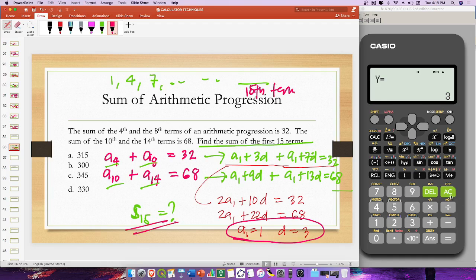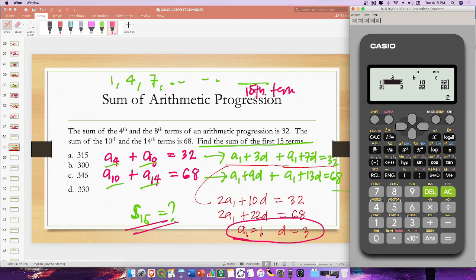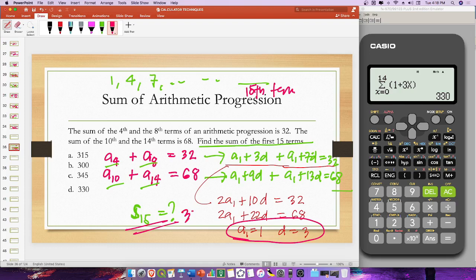Since we already know A1 and D, we can now use our summation formula. So mode 1, summation formula. The summation of 1, that's your first term, plus 3, that's your common difference, times x. How many terms do we have? 15, so that's x from 0 to 14. That is the sum of the first 15 terms, so press the equal sign. There you go, we have 330. Of course, you can do this using manual calculation, and that's not a problem.